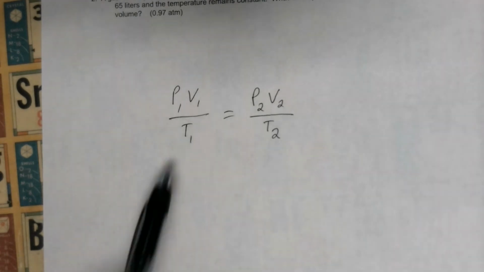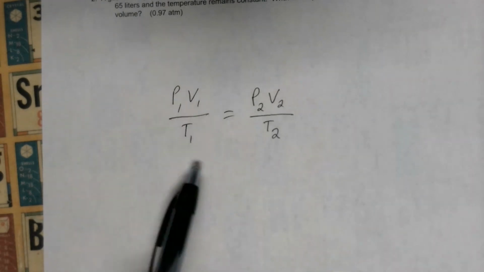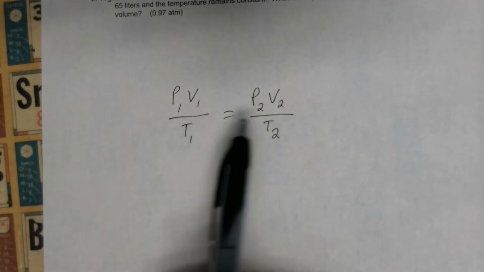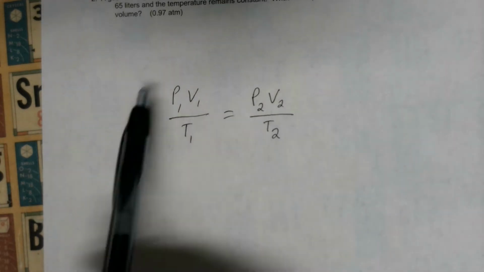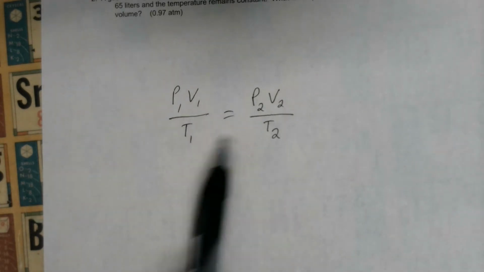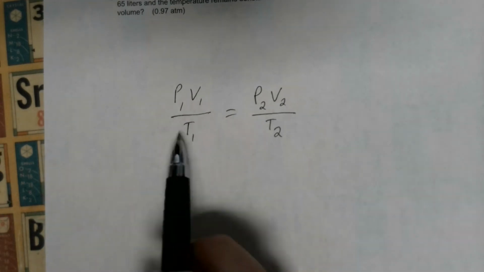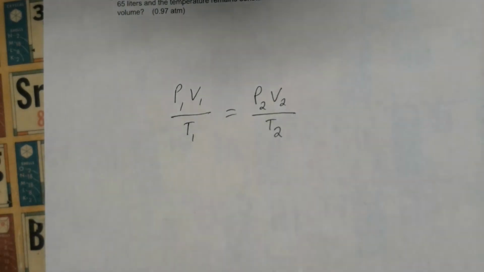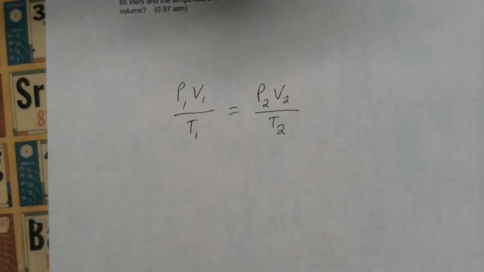And so P stands for pressure, V is volume, T is temperature. And then the ones are the initial and the twos are the final. So what is it before and after we make some sort of change to our system?